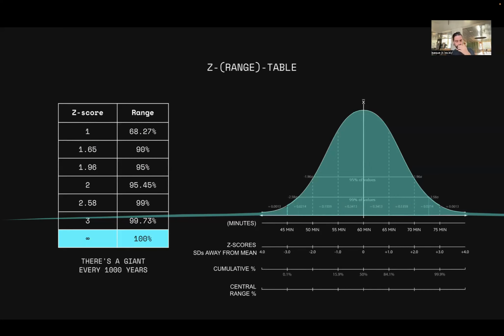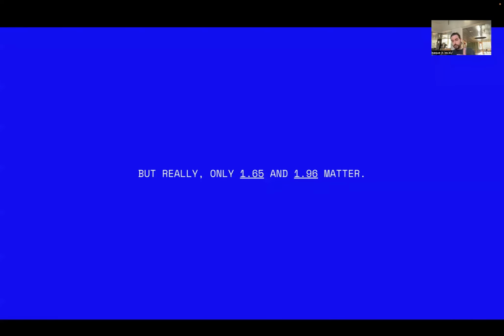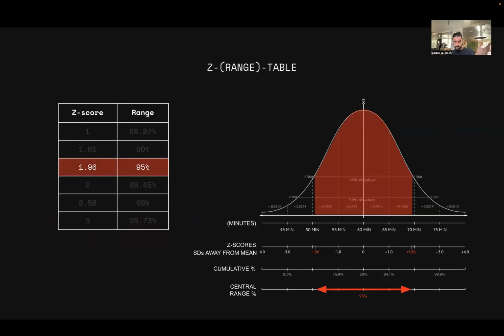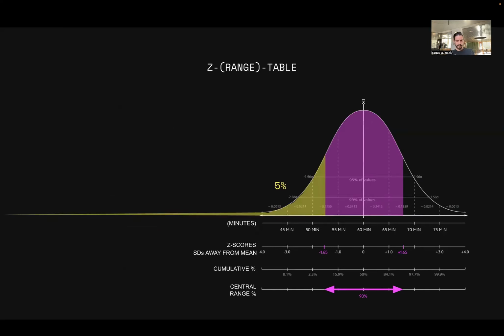Now, we can never reach 100%. So in the example of height, there's going to be a very, very tall person, a giant, every 1,000 years, not every day. But really, only 2 of these z-scores for central ranges matter, which is 1.65 and 1.96. So memorize that. 1.96 accounts for 95%, just a quick recap, and 1.65 accounts for 90%. We're going to talk about these later in our class about directions.